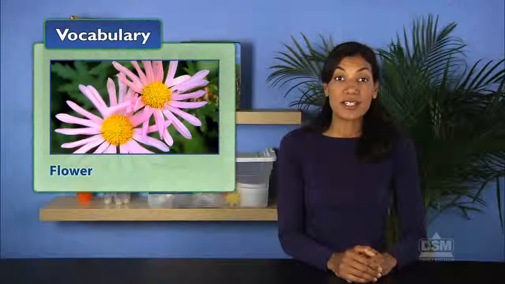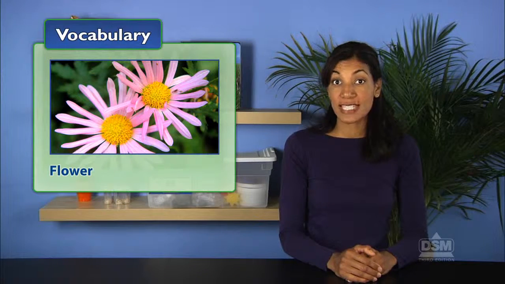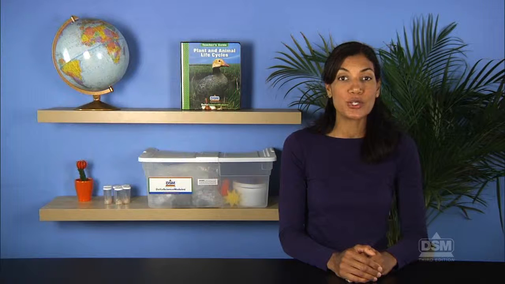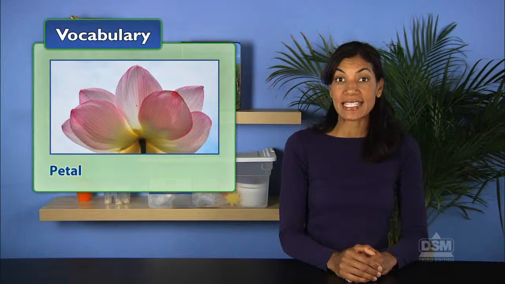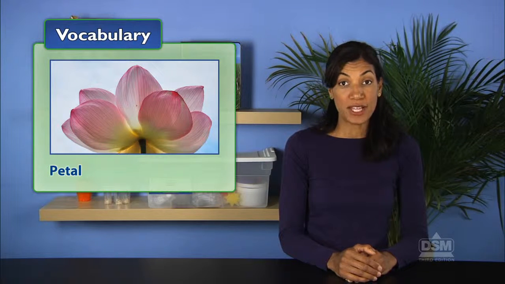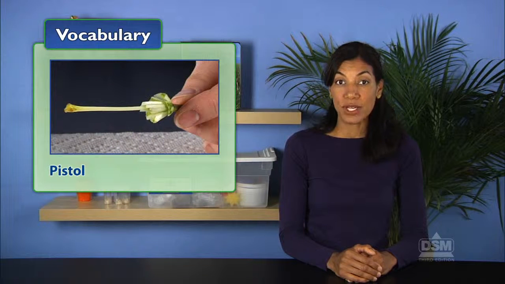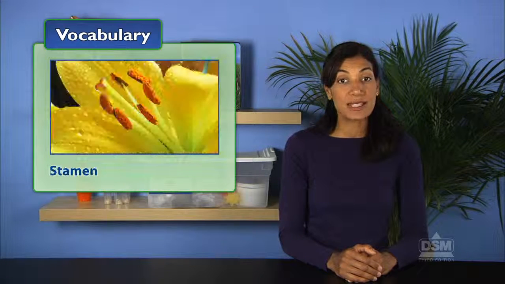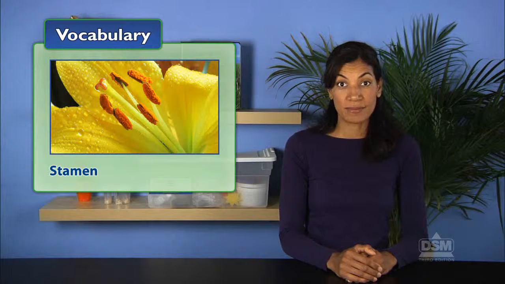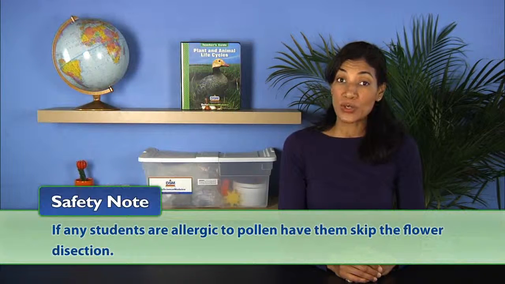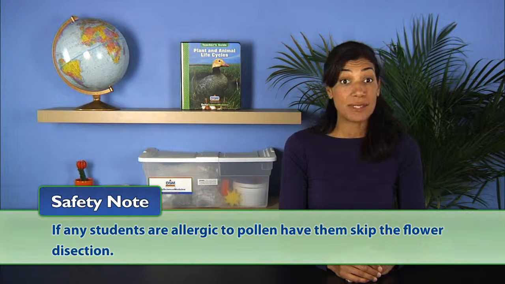Explain that a flower is the reproductive structure of a seed plant and encourage students to recall other flowers they have seen. Next, introduce the term petal as the exterior foliage of a flower, and define the term pistil as the female organ of the flower and the stamen as the male part of the flower. Make sure if any students are allergic to pollen, have them skip the flower dissection.